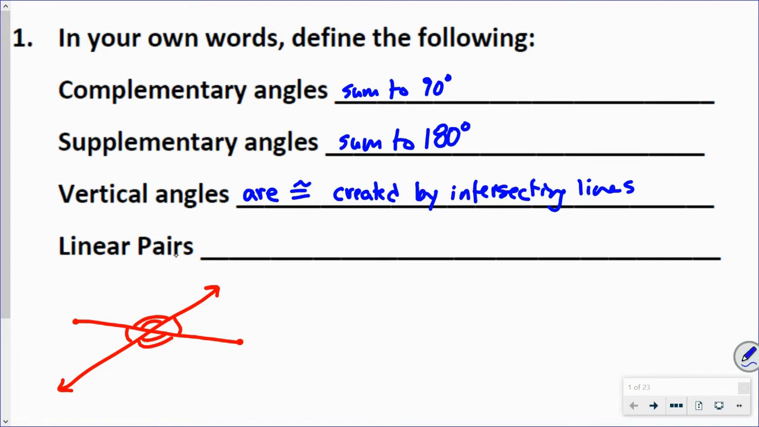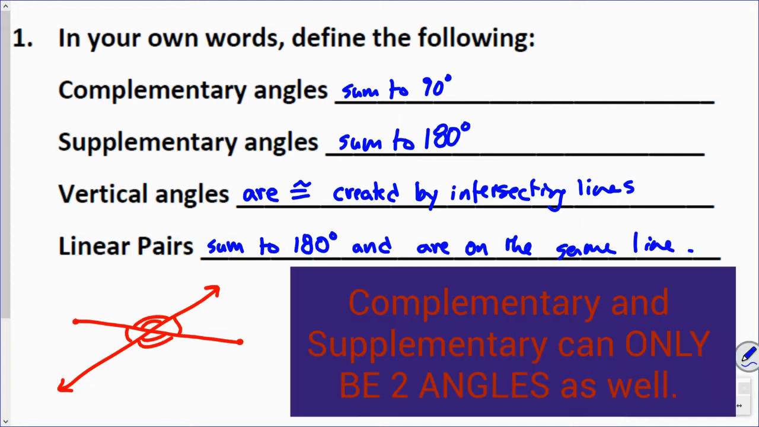Linear pairs are actually supplementary angles on the same line. Or they share opposite rays. So they sum to 180 degrees and are on the same line. Okay, and it's only two angles.